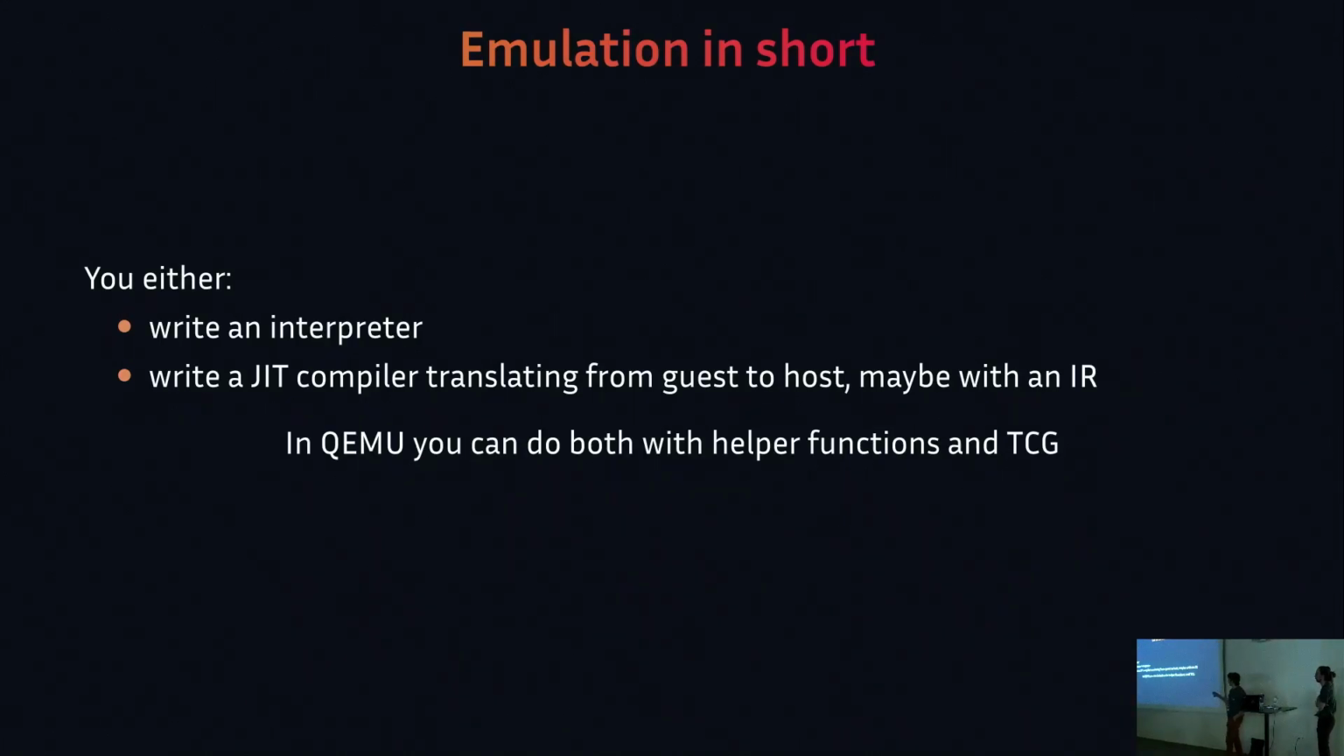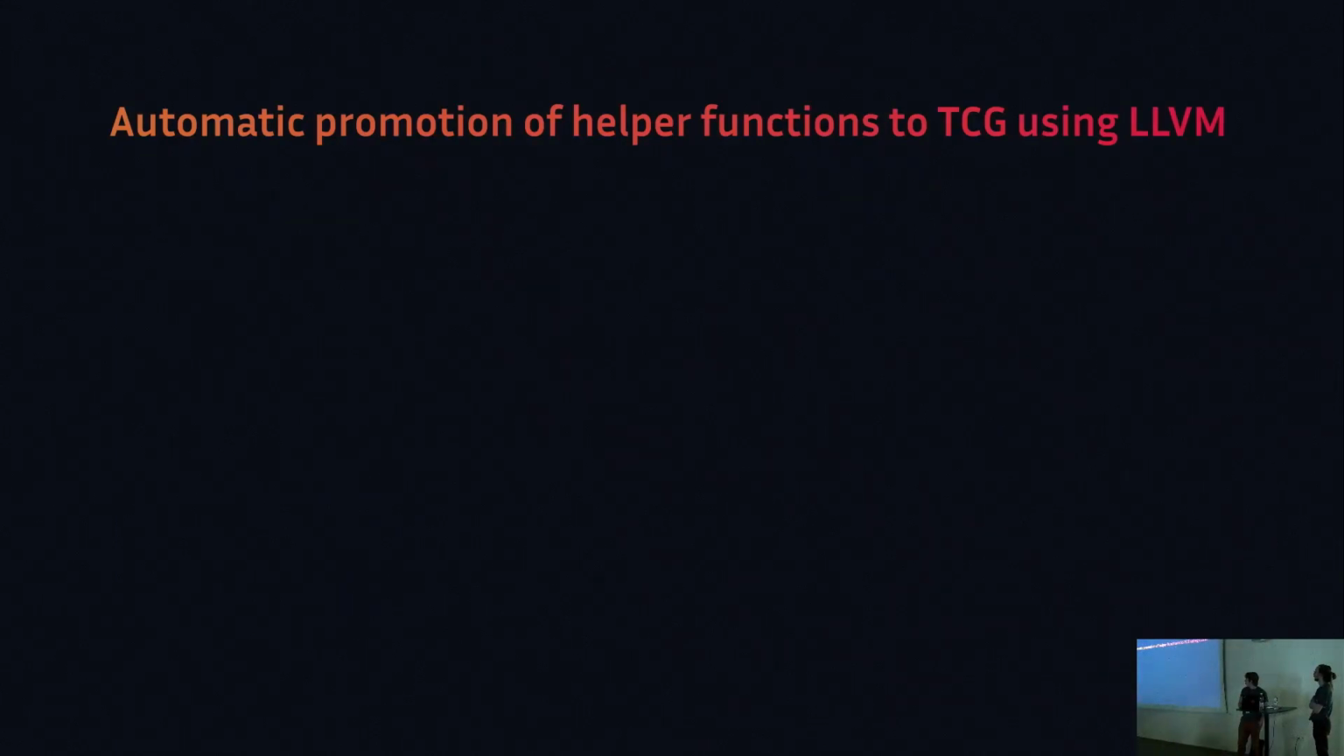For the interpreter approach, you can basically write helper functions that are just C functions that are invoked at runtime by QEMU, or you can use TCG, which is QEMU's JIT engine. The topic of this talk is to automatically be able to go from the first option to the second one using LLVM.